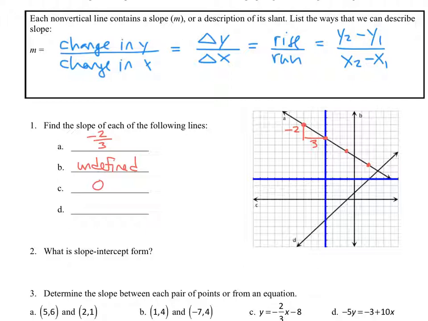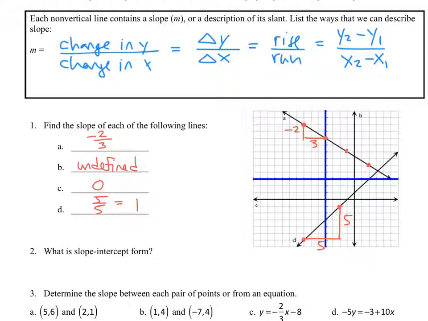And part D, I'm going to find 2 points on the line. Any 2 points will do. As long as I find good points, I make a triangle, and I count the boxes or the steps I take vertically. So I'm going over to the right 5 and up 1, 2, 3, 4, 5 also. So my rise over run is 5 over 5 in this case, which reduces to 1. And we always want to reduce our slope to lowest terms.